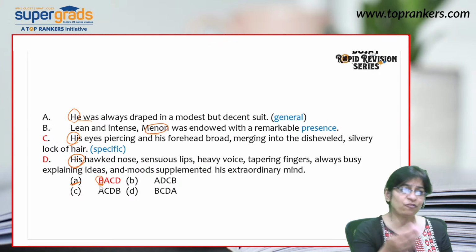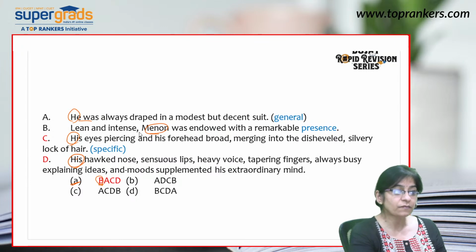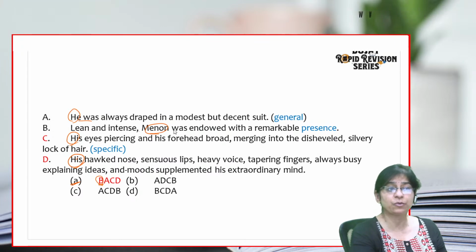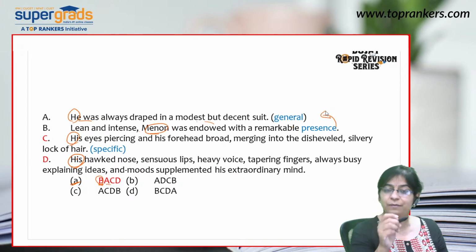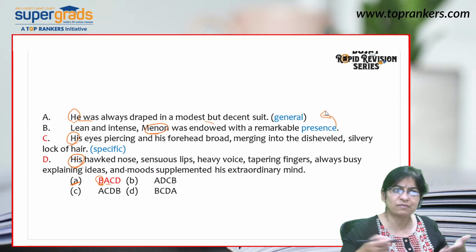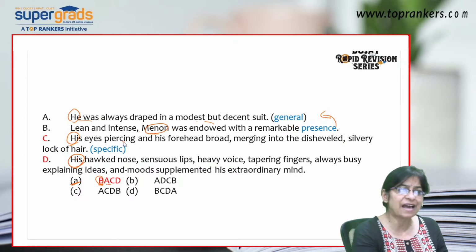But before you mark it as your answer, let's do a quick check and see whether this is right or not. The lean and intense Menon was endowed with a remarkable presence. And then let's put A. He was always draped in modest and decent suit. See, it's a generalized thought. So he had a remarkable presence and he was modestly dressed. He was decently dressed. Now his eyes piercing, his forehead and his nose and lips.